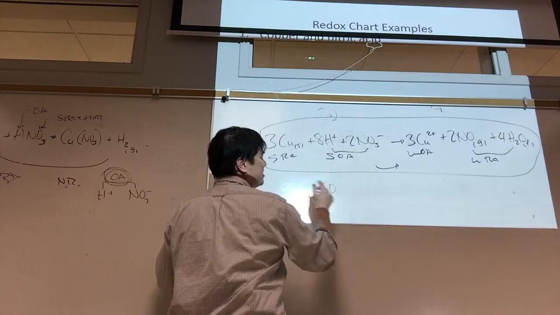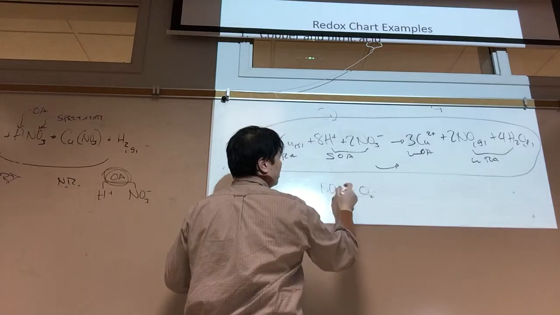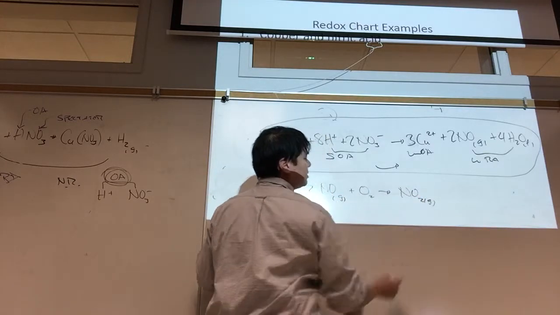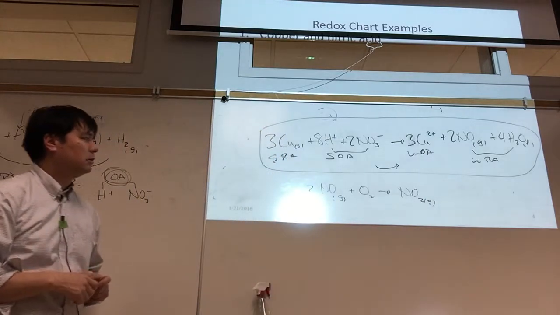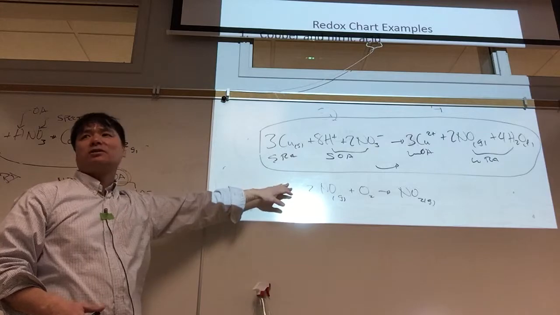So what happens is in step 2, the NO gas gets oxidized by oxygen in air to produce NO2. NO2 is a brown gas. It looks like smog. It was part of photochemical smog. And so this would be the next reaction that occurs.